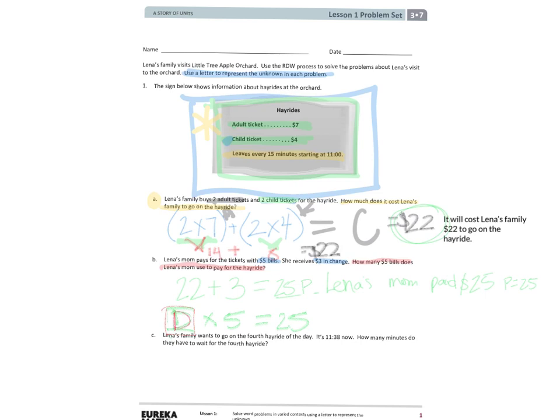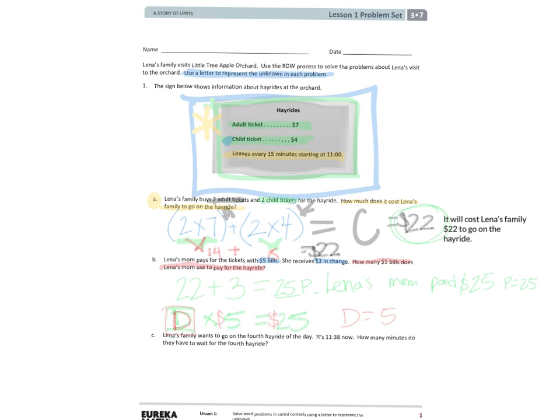Okay, and we know that each of the bills that she paid with is worth $5, and we know that she gave him $25 altogether. So I'm going to think D times 5 equals 25. So what times 5 equals 25? You're right. D equals 5.